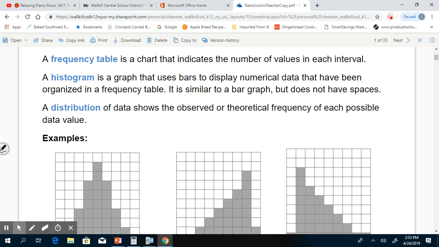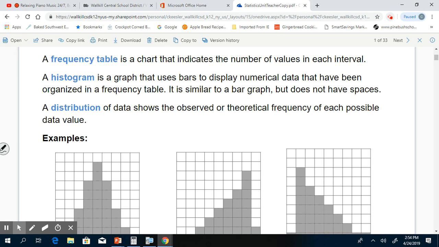What the heck does that mean? Okay, observed or theoretical frequency, frequency meaning how many times it shows up. So it's an observation if you see it showing up, like you're rolling a die, and how many times you observe the 2 showing up on the die, or how many times you observe a 4 showing up on a die. Theoretical is what you would predict it to be, how many times you think it would show up.